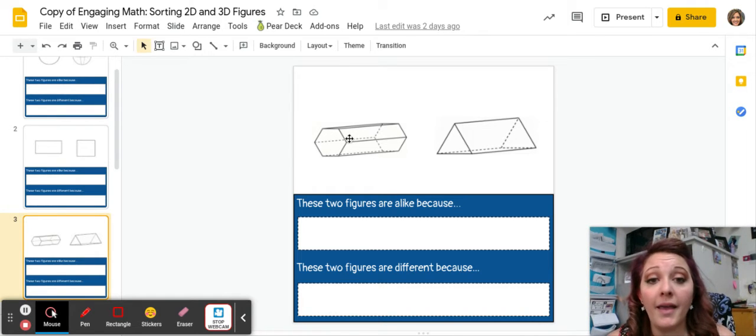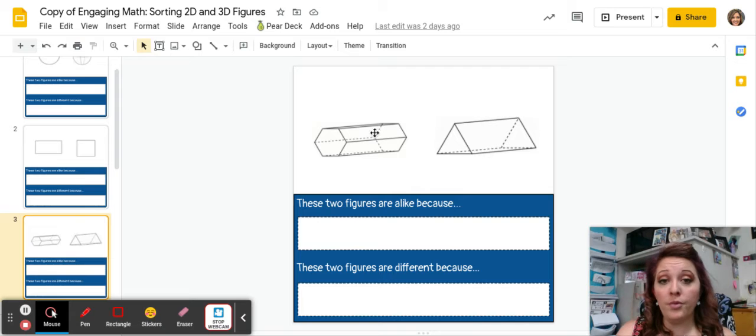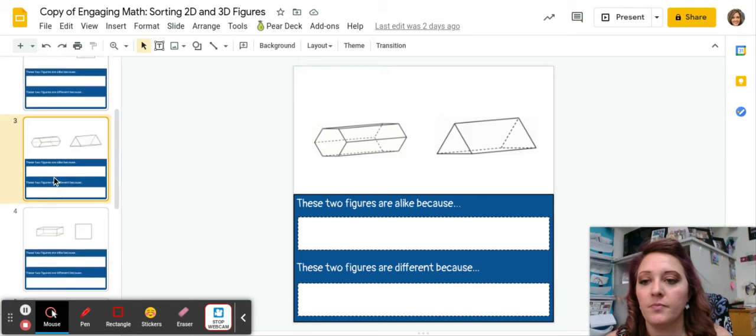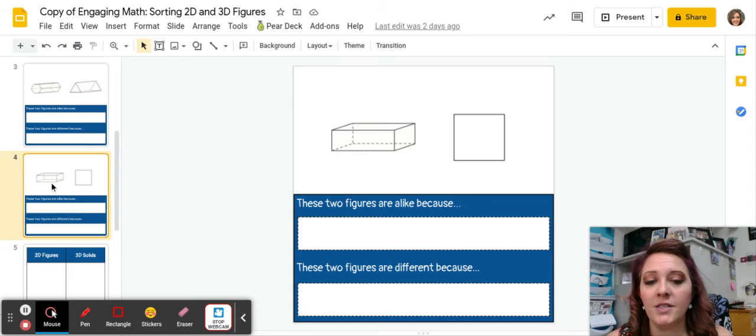So they are alike because they both are 3D shapes. They are different because they are different shapes. This one has faces that are a hexagon and rectangles. This one has faces that are triangles and rectangles. Let's look at our next one.